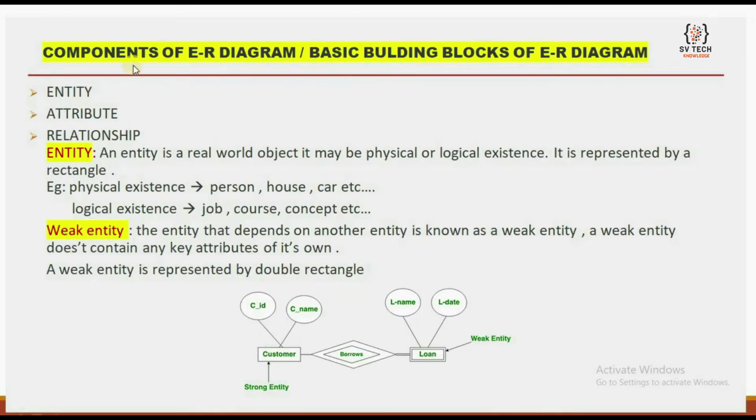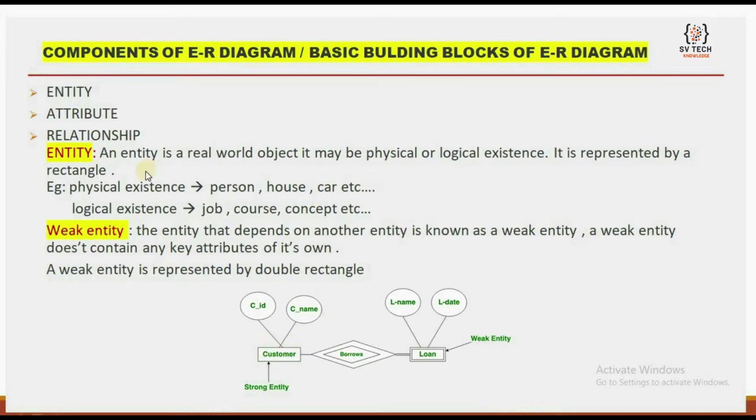Here, first we are going to discuss some basic components of an ER diagram, also called the basic building blocks of an ER diagram: entity, attribute and relationship. Entity. An entity is a real world object. It may be of physical or logical existence. It is represented by a rectangle. Suppose we can see here, customer is a real world object which is a person, physical existence, represented by a rectangle.